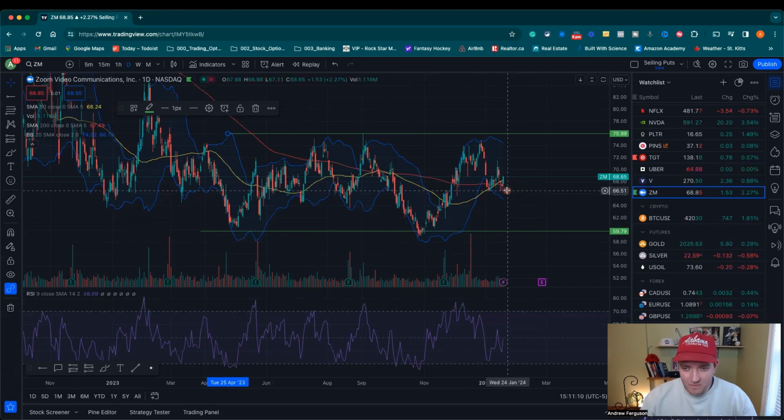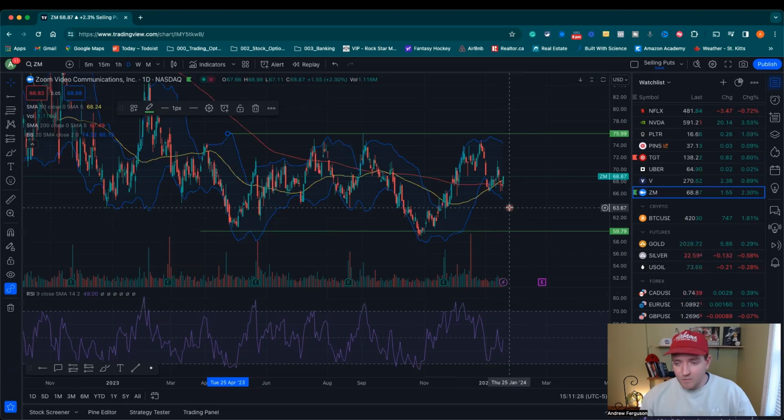We've got some support building at the $66 area. We've got a golden cross on the moving averages as well. And again, RSI, positive bullish divergence on the RSI, with the stock price being almost the same, but the RSI increasing here to move forward in time, which is a good sign for the stock.